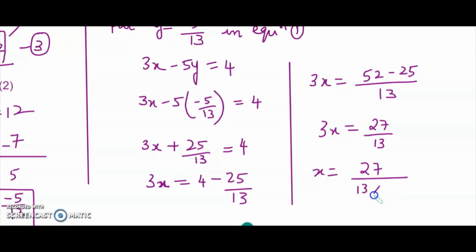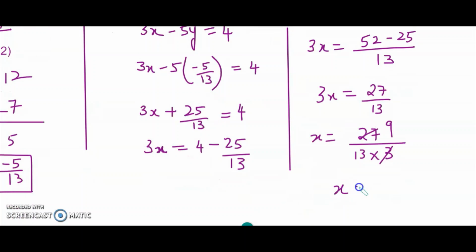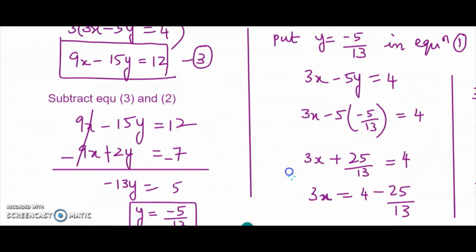So x is equals to 27 over 13 divided by 3. The 3 was multiplied; on the other side it goes and gets divided. So cut off and it's 9. So my x is equals to 9 over 13. Okay. Hope this is clear.